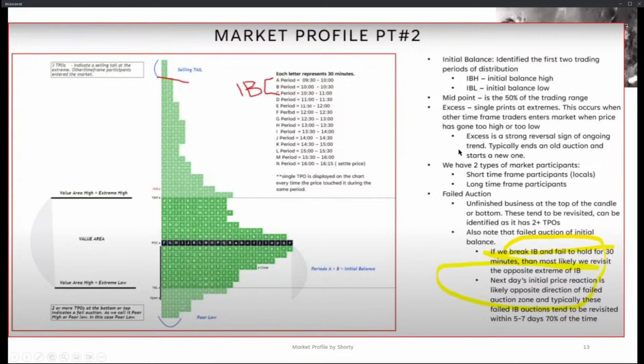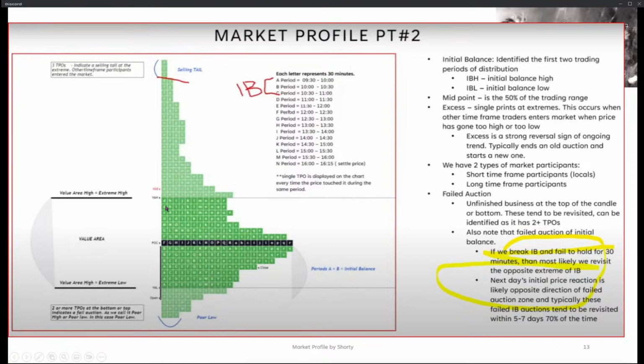Okay, so let me explain for people that are not familiar with the letters. Don't get terrified of this. I know it can be intimidating when you see a profile, but all this means is how much time price spent at a level. For instance, you have a lot of TPOs here, time price opportunity. You have periods F, G, H, I, J, K, L, pretty much the whole alphabet here. That means price spent a lot of time at this level, whatever that level is on the price chart. That means they're really happy. And in this case, POC indicates that that was the fairest price we had.